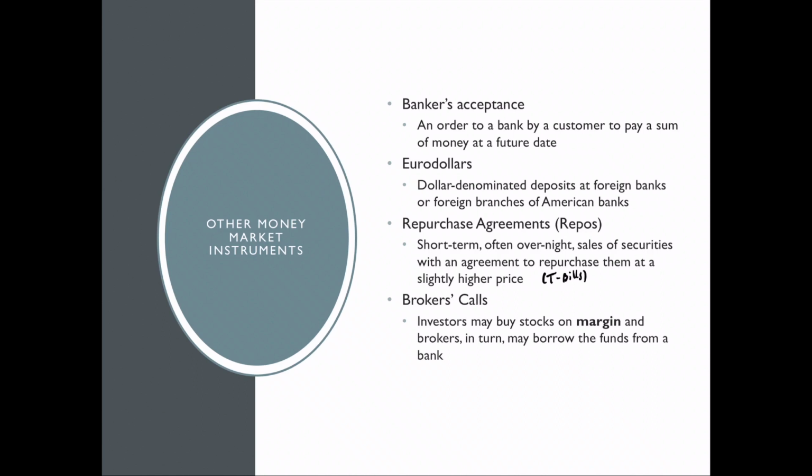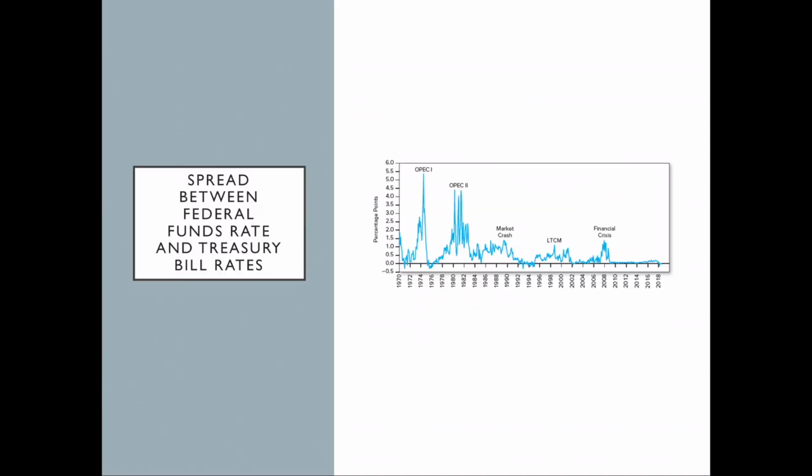If you think back to Chapter 1 and looking at the TED spread, the difference between Libor rates and Treasury bills, there was a spike during these financial crisis times. And then also looking at the following slide here, the spread between the federal funds rate, the rate that banks charge one another on meeting reserve requirements, and Treasury rates. You can see that there is a substantial difference between the two rates during these financial crisis times.